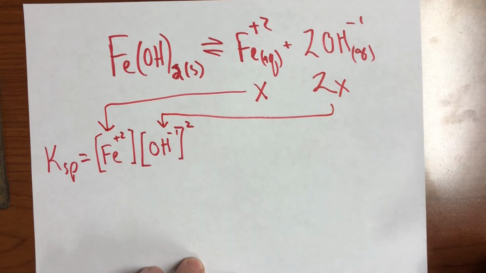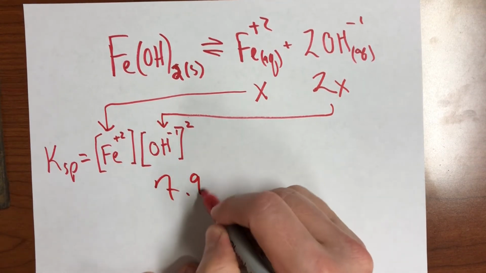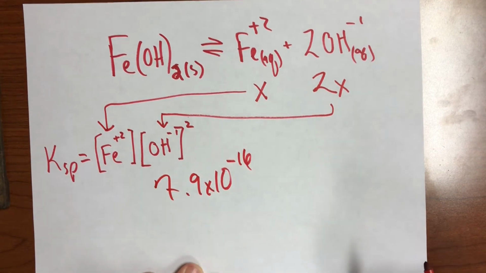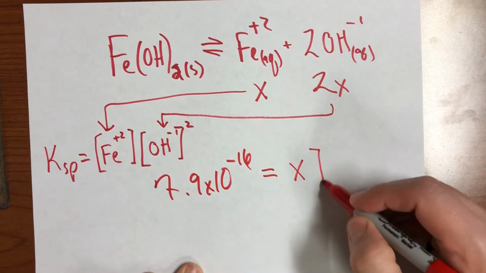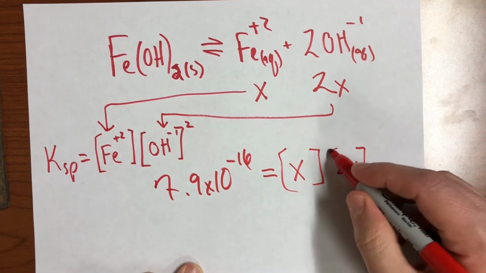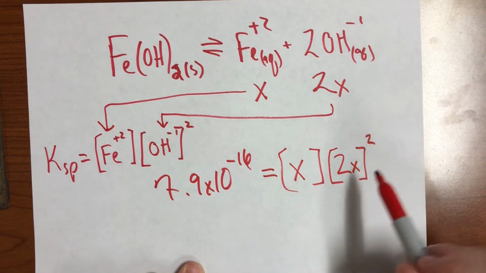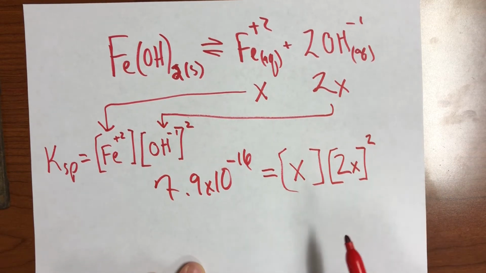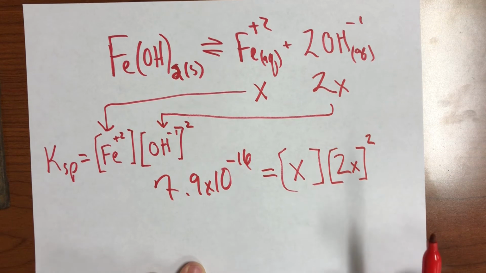We can plug this into the expression. We have the K value from the previous sheet. So K is 7.9 times 10 to the negative 16th, and that equals iron, which is X, times hydroxide, which is, careful now, 2X, quantity squared. A lot of times, for some reason, kids don't want to do the 2X and the squared. They think, oh, well, we've already doubled it, we're not going to square it. No, both the coefficient becomes 2 and the exponent becomes 2.